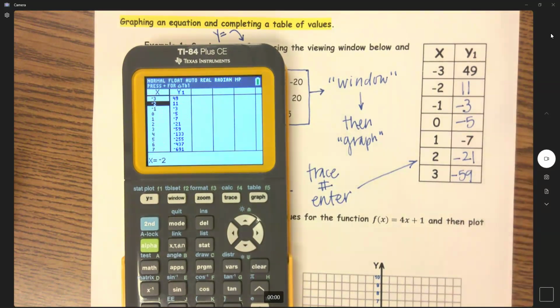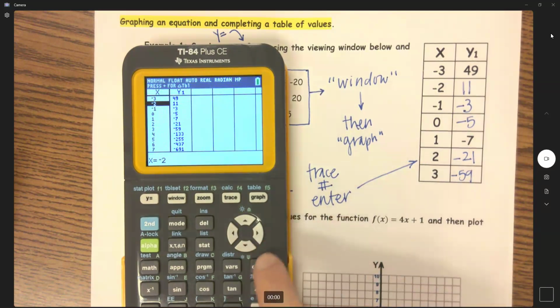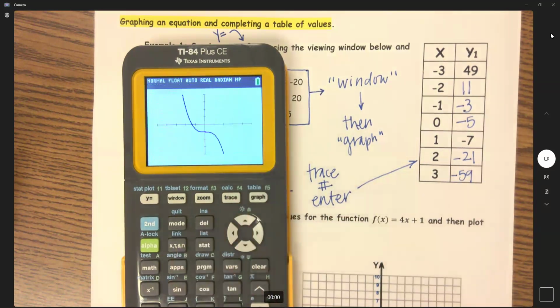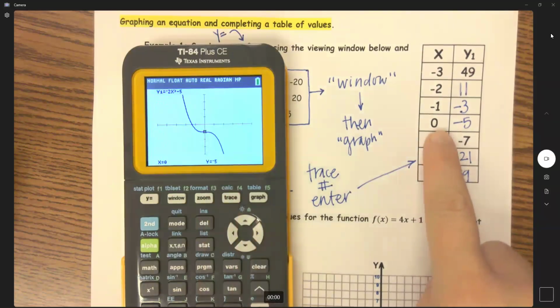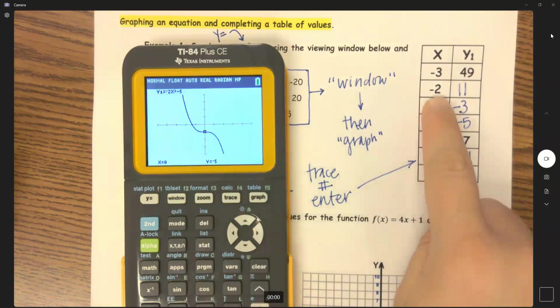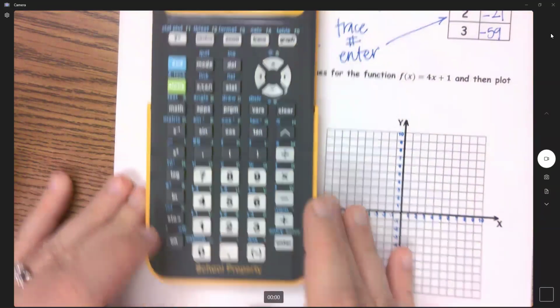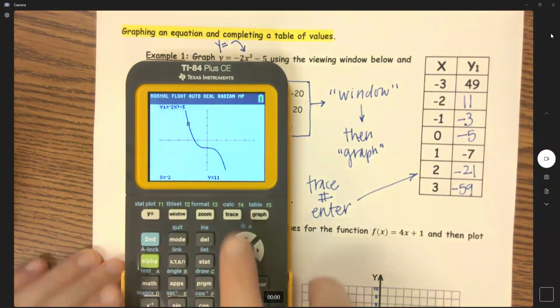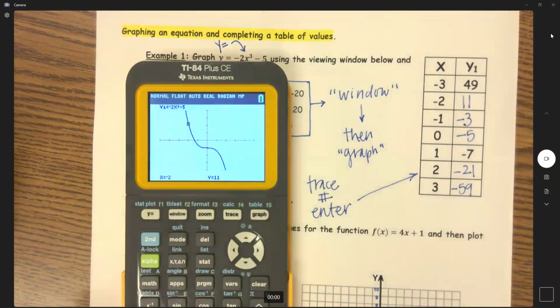When you just need to do one or two of them, I think this trace and number enter is the best one. So I'm going to go back to graph so I can see my graph. And if I hit trace right here and I type in, let's just go with the first one, -2. So negative again, -2, hit enter, I get a Y value of 11. Now I've already hit that trace. I don't need to hit it again.